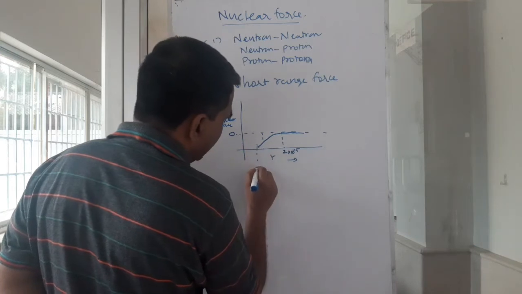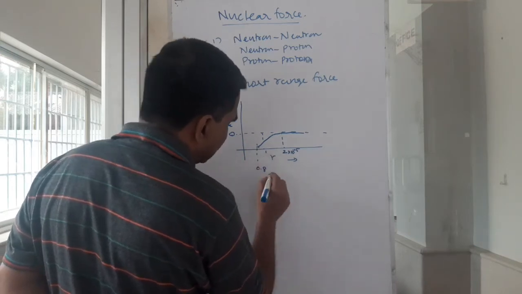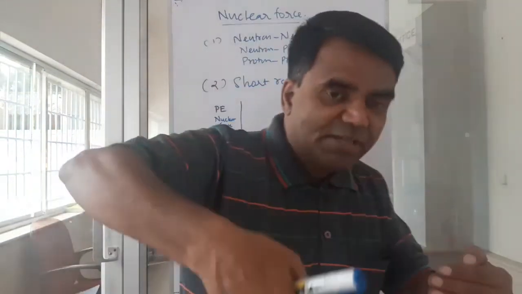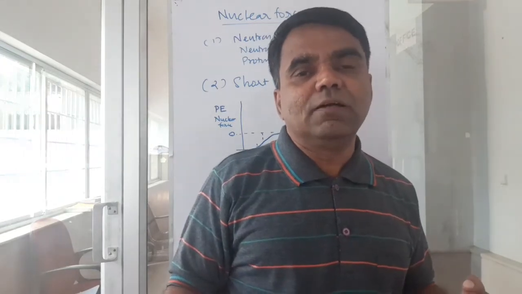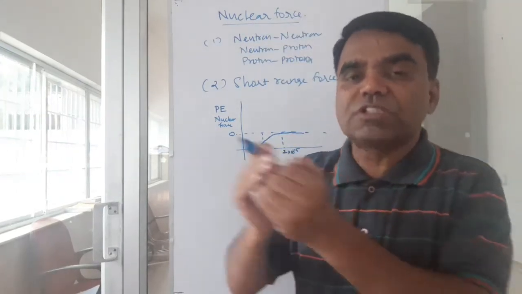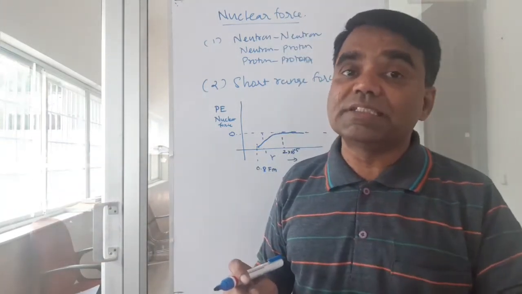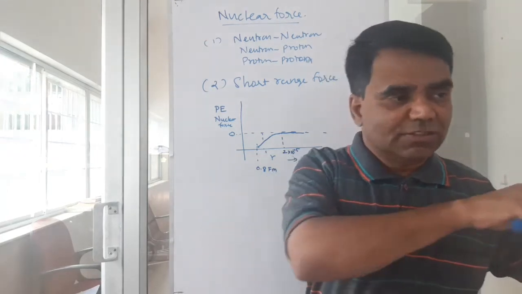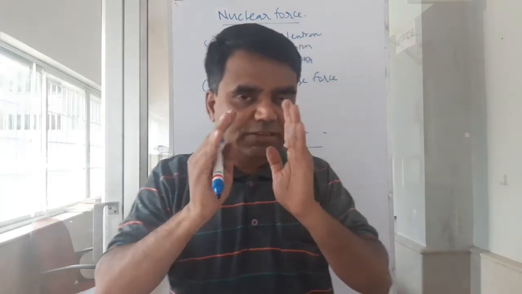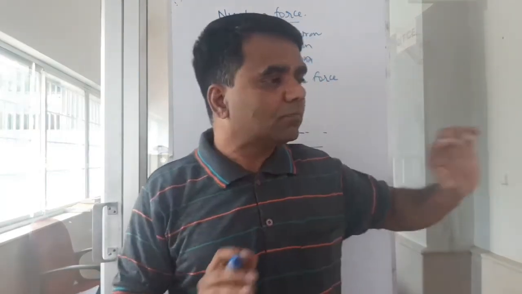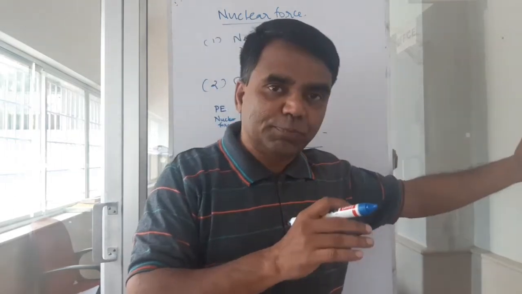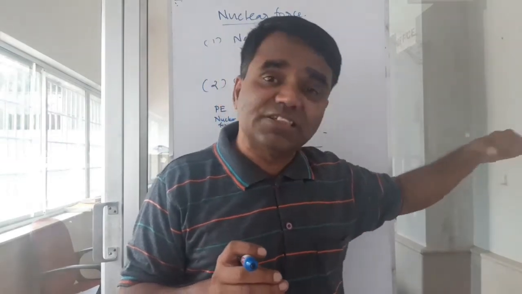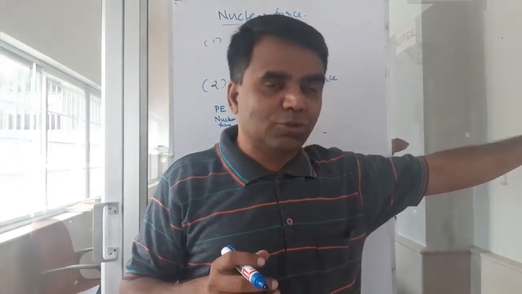Now at about 0.8 femtometers, it reaches its minimum potential. And if you bring it closer than that 0.8 femtometer, then repulsion takes place. First, it is attracting. So it's attracting till 0.8 femtometer. You understand it clearly. So beyond, say, 1.52 femtometers, the nuclear force doesn't even exist. So the potential energy is zero there. No force, no energy. It's close to zero there.